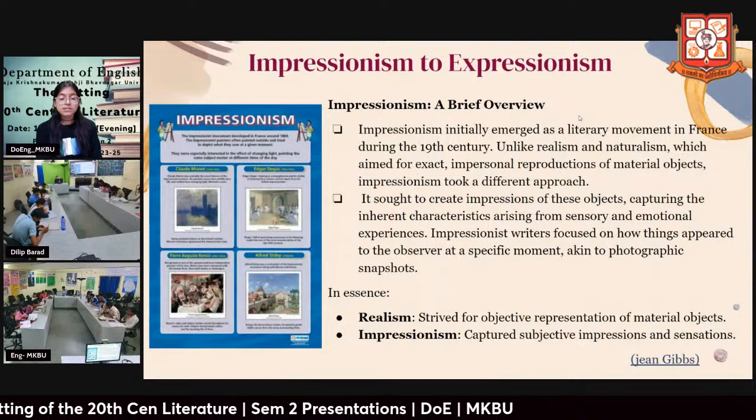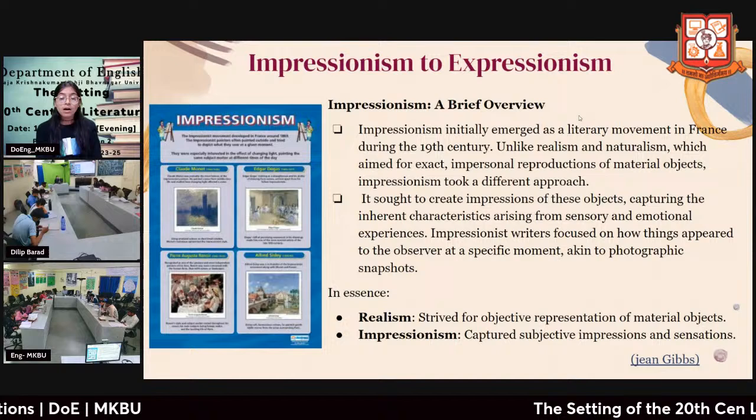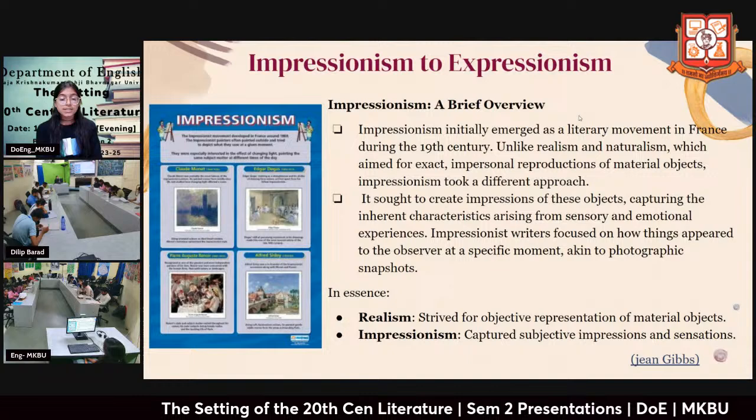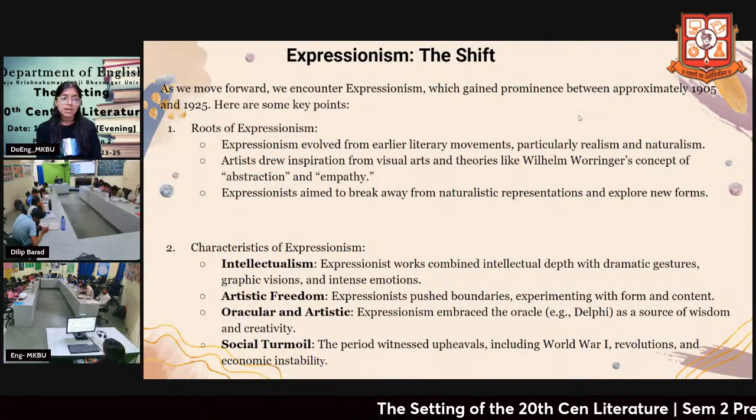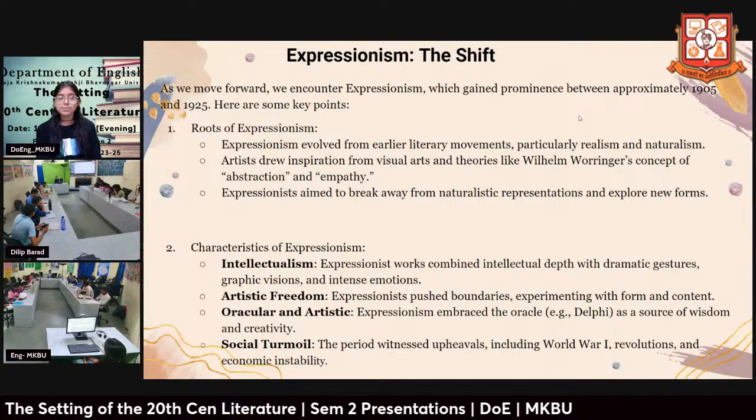Impressionist writers focus on how things appear to the observer at a specific moment, akin to photographic snapshots. In essence, realism strives for objective representation of material objects, and impressionism captures subjective impressions and sensations. Expressionism, the shift. As we move forward, we encounter expressionism, which gained prominence between approximately 1905 and 1925. Here are some key points.